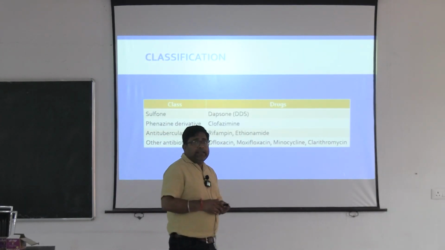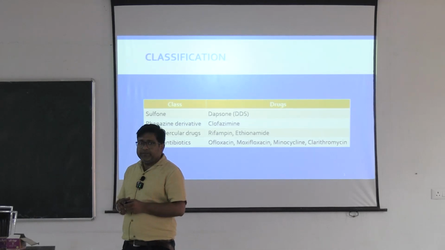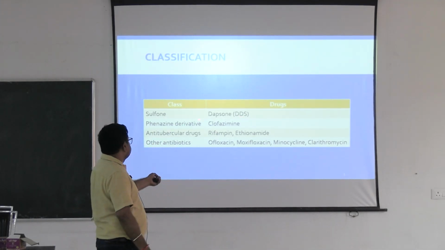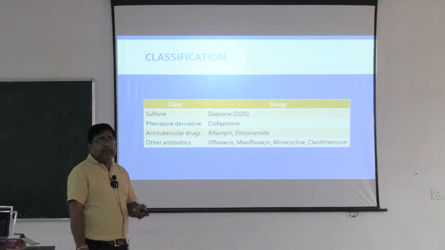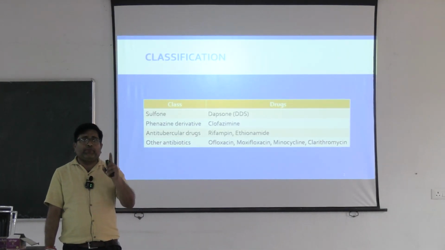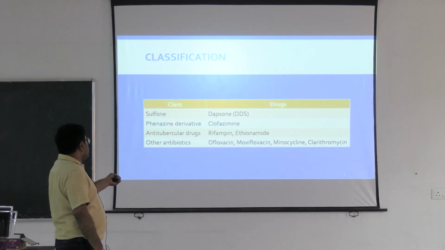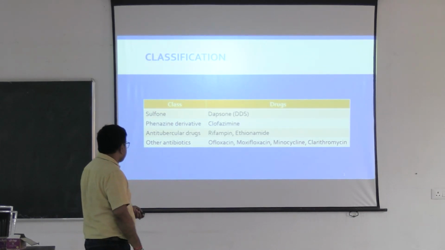So what are the anti-leprotic drugs available? These include number one, very important drug, Dapsone. Initially, leprosy used to be treated only with Dapsone monotherapy. It was the first drug to be used. So, sulfone group of drugs, Dapsone.